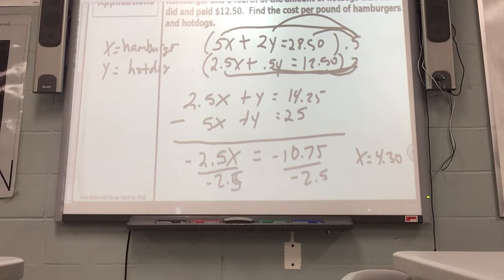No. And now we gotta plug that back in to find the hot dogs. So Kenley just plugged it in the top one. So she did 5 times 4.3 plus 2y is equal to 28.50. So that got 5 times 4.3 is 21.50. So subtract your 21.50.